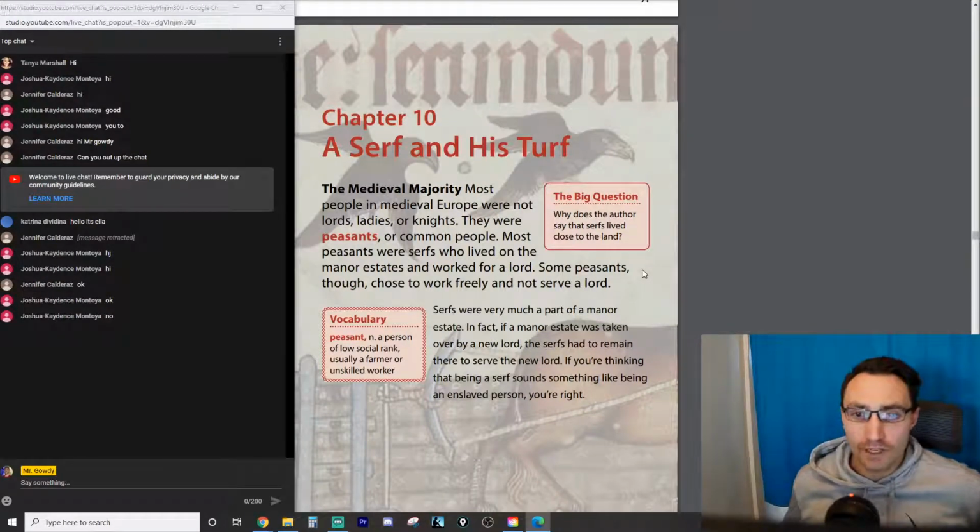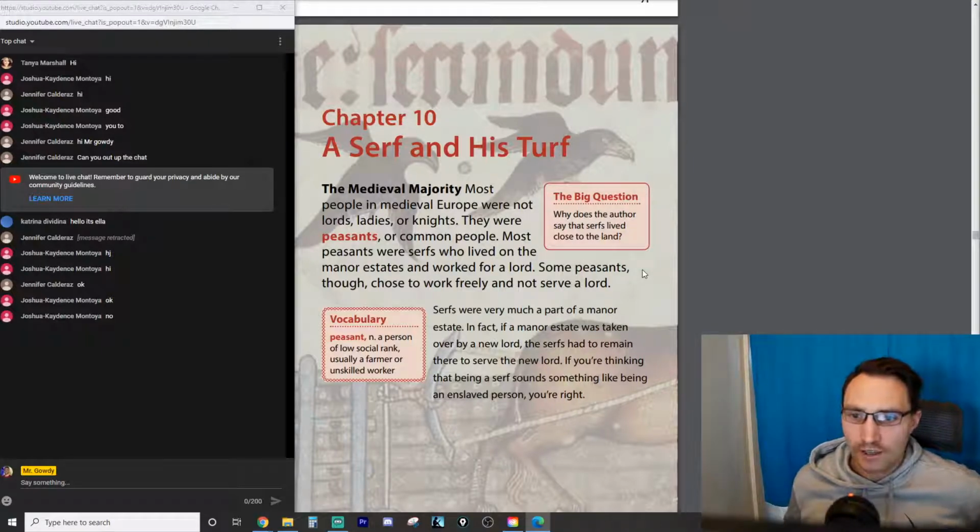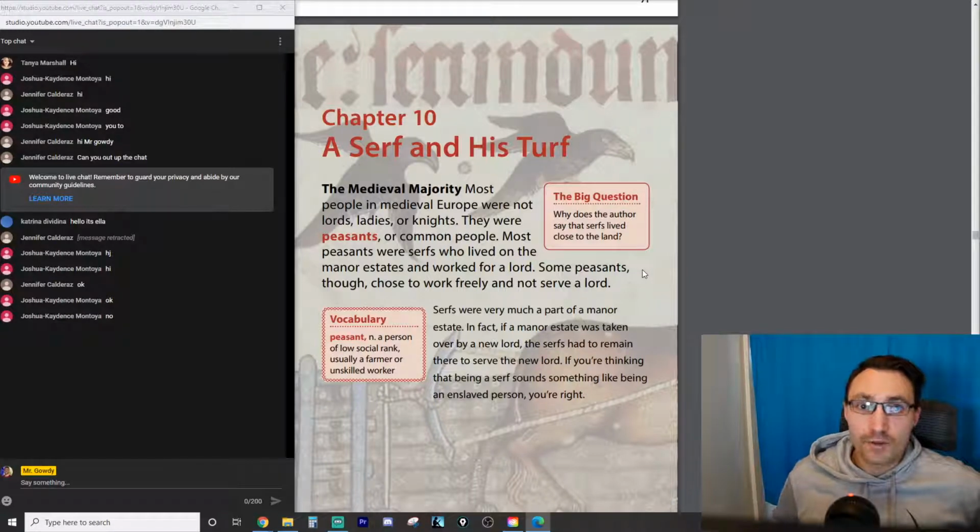Most people in medieval Europe were not lords, ladies, and knights. They were peasants or common people. And there is our first vocabulary word. So if we look down on the left side, let's learn what a peasant is. A person of low social rank, usually a farmer or unskilled worker. So the majority of people weren't the lords and the knights. The majority of people were the serfs or the peasants.